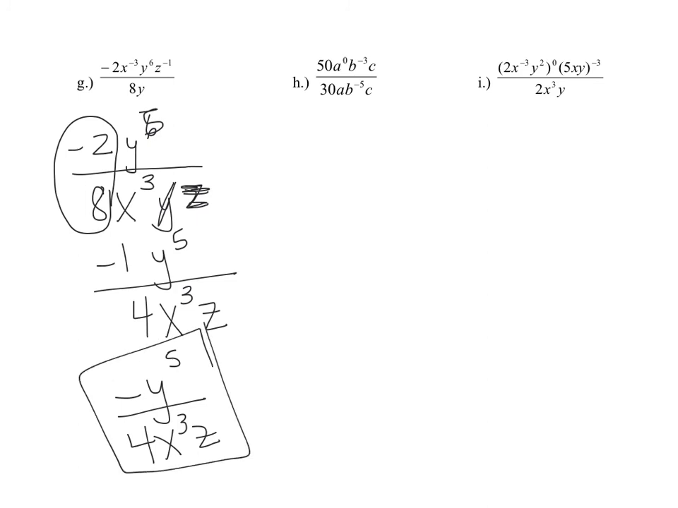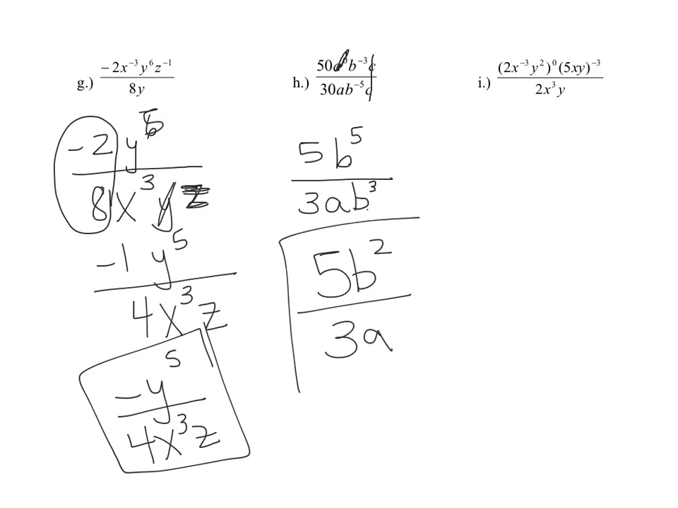Okay, the next one. 50 over 30. Reduce it. 50 over 30, divisible by 10. So it'd be 5 over 3. A to the 0, well, that's 1, right? We don't even need that. That a down at the bottom stays the same. B to the third becomes b to the positive third on the bottom. The b to the negative 5th becomes b to the positive 5th on the top. The c's, they cancel out because c over c is 1. And so now reduce the 5 b to the 5th over b to the third. So b to the third cancels out 3 on the top, so you're left with 5b to the second over 3a. Done.